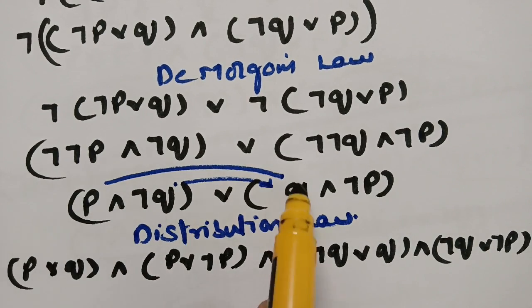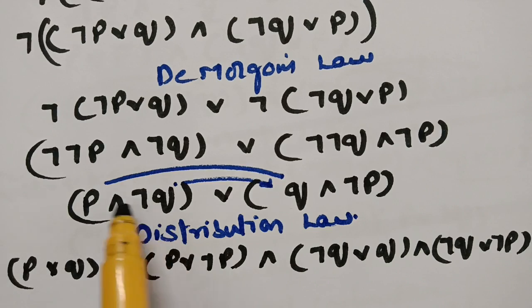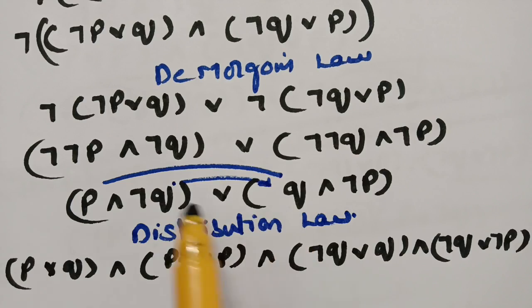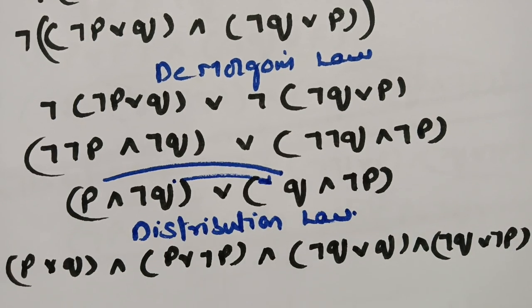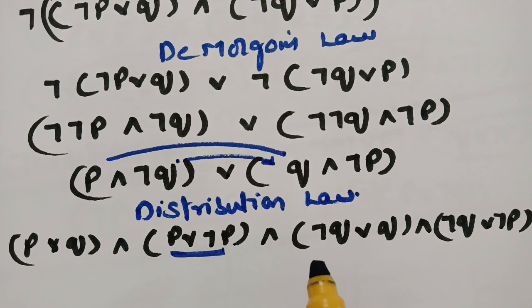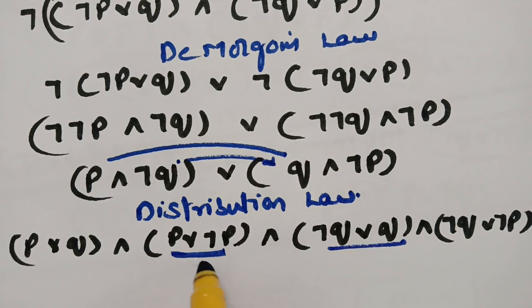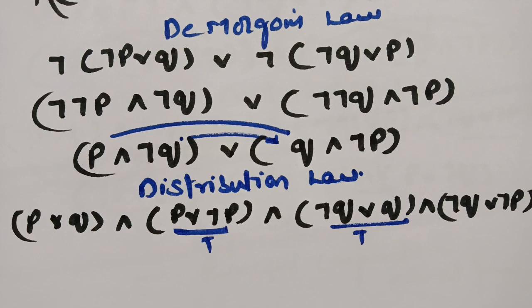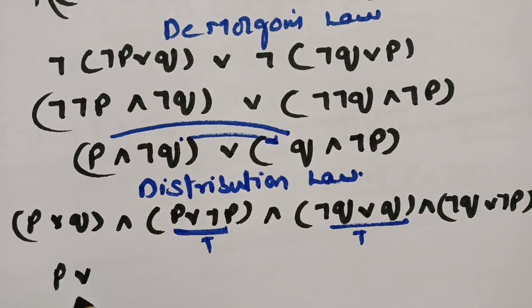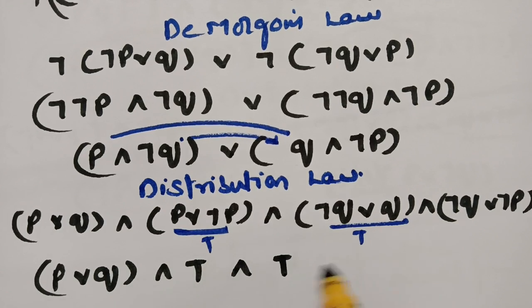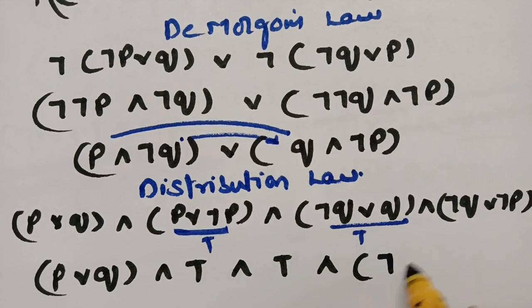Clear? P is distributed to Q, and next P is distributed to negation P. Negation Q is distributed to Q, and negation Q is distributed to negation P. Here, if you see this one, this is nothing but the true statement, and this is also a true statement. So this is true and this is true, and therefore this can be written as P or Q and true, and this is untrue, and this one is negation P.